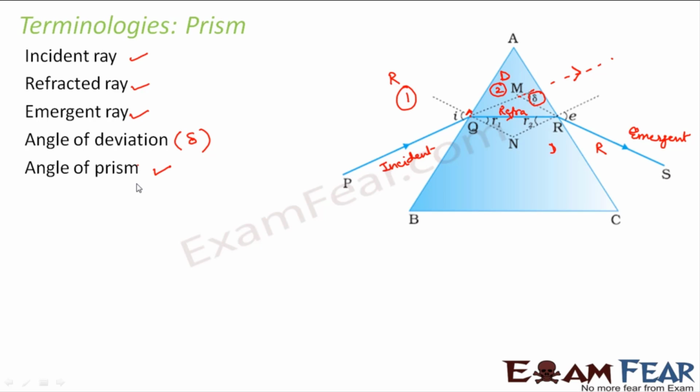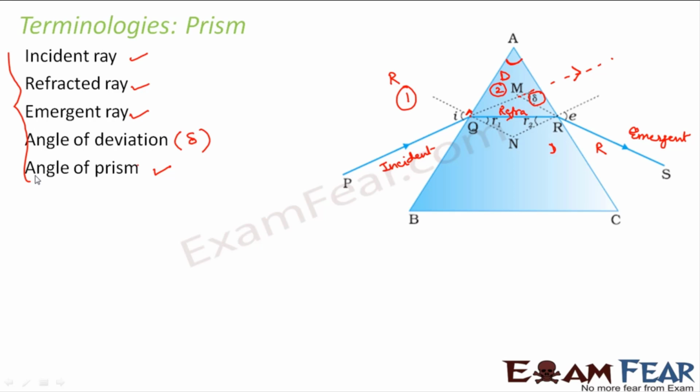There is something called angle of prism. This angle is known as the angle of prism. These are some of the terminologies which will be helpful as we go ahead and study more about prism. In a prism, there is always an incident ray, a refracted ray and an emergent ray. The angle which the emergent ray makes with the incident ray is known as the angle of deviation.